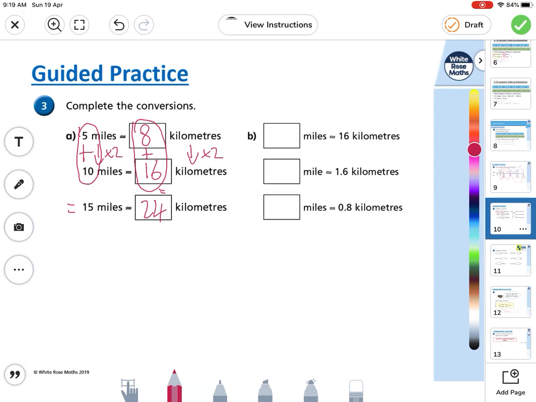Well, that's actually kind of the same as this one here. So that's 10 miles is 16 kilometres. Then I notice that this has been divided by 10. So 10 divided by 10 is 1. So 1 mile is 1.6 kilometres. And then I notice it's been divided by 2. So 0.5 miles equals 0.8 kilometres.